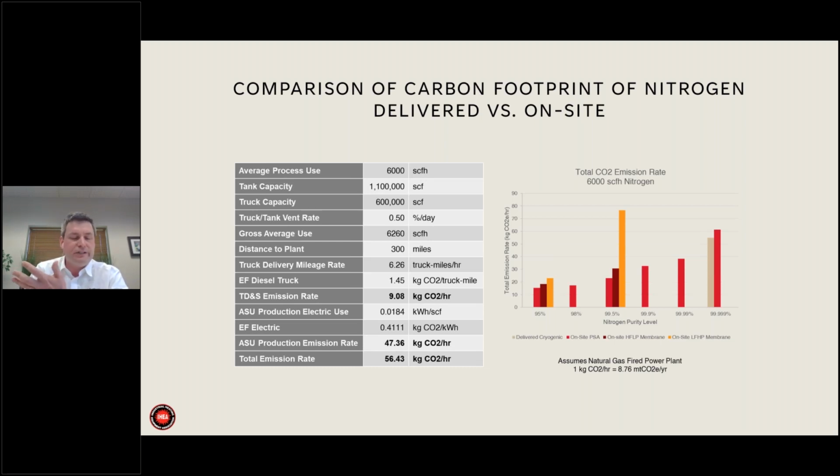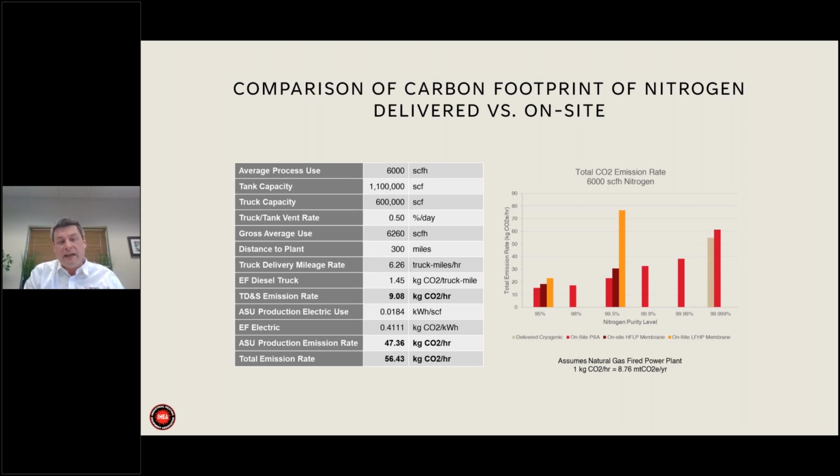This is for a general one of my customers. They're going to be using maybe 6,000 standard cubic feet of nitrogen an hour. They might have a 1.1 million standard cubic foot capacity tank outside, and they're going to have a truck to deliver that. And the truck is going to be using fuel and going over maybe 300 miles. That's how far my nitrogen facility is from the customer. So a truck has to travel 300 miles to fill up the nitrogen tank, so I have to account for how much fuel that truck is using.